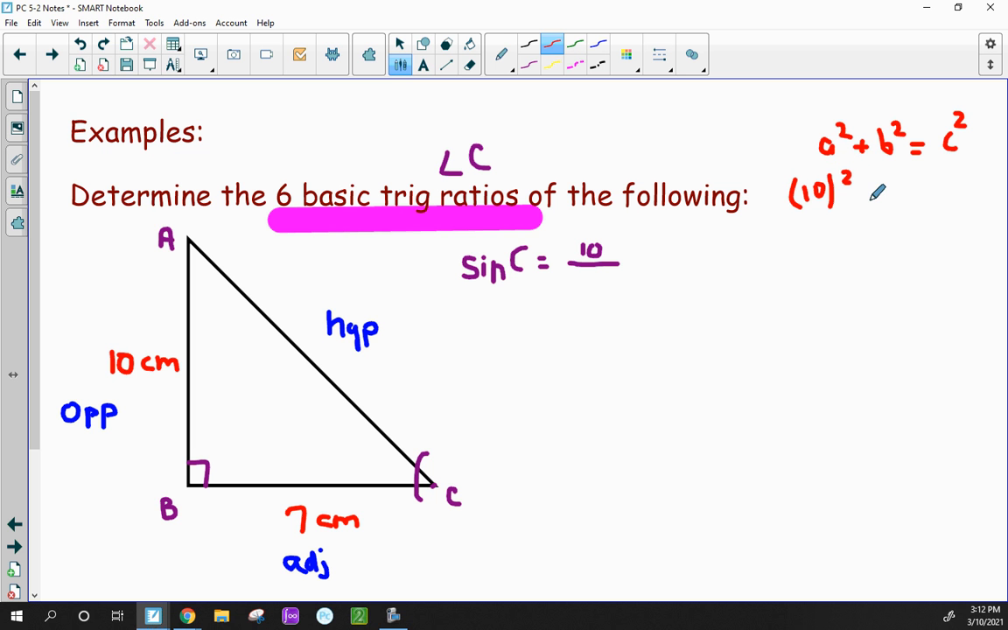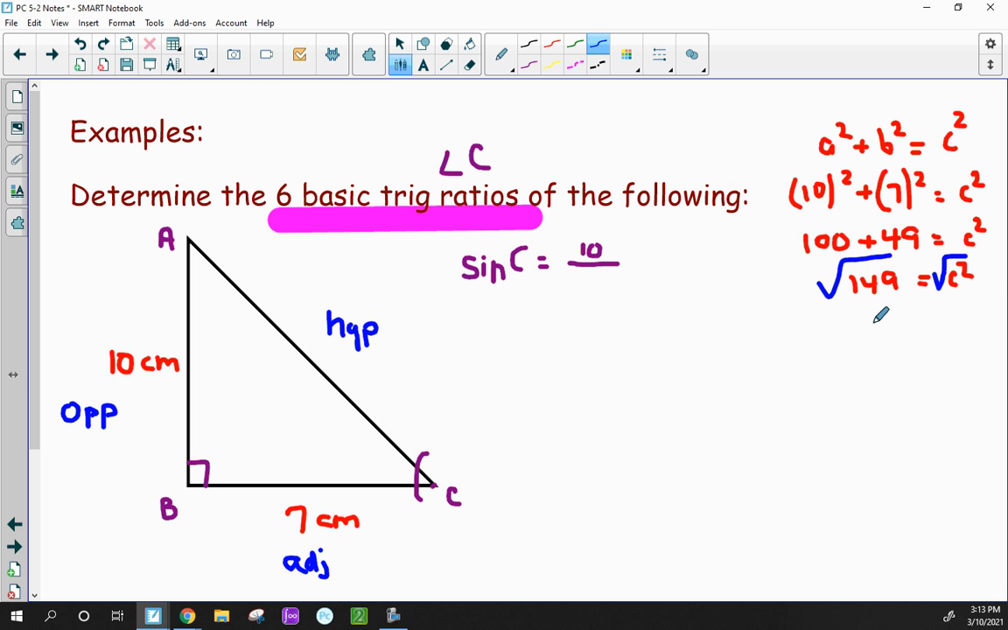That doesn't matter. So you can kind of just substitute it in either position. You're going to get 10 squared plus 7 squared is equal to C squared. 10 squared is 100. 7 times 7 is 49. And this is equal to C squared. When you add the 2 together, you're going to get 149, of course, equals C squared. All right, then you're going to have to solve for C, and that's going to be you taking the square root of both sides.